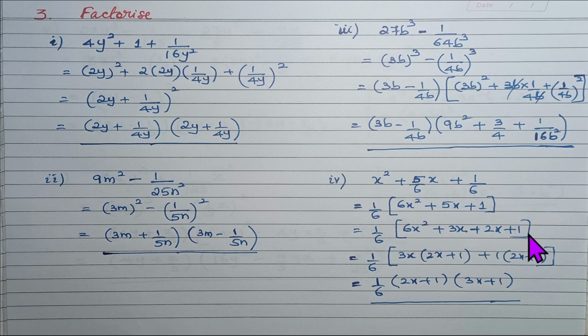6x square plus 3x plus 2x plus 1. 3 plus 2 becomes plus 5x, 3 into 2 is plus 6, and it is a correct splitting. Therefore 1 by 6, taking 3x common outside here, in the bracket we get 2x plus 1, and plus 1 in the bracket, 2x plus 1. 2x plus 1 is common again, so 1 by 6 into (2x plus 1) into (3x plus 1) are the factors of the given polynomial.